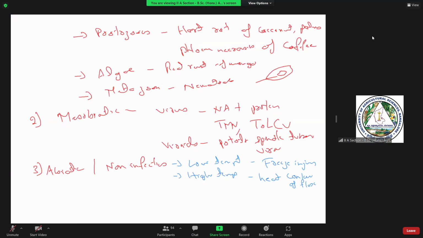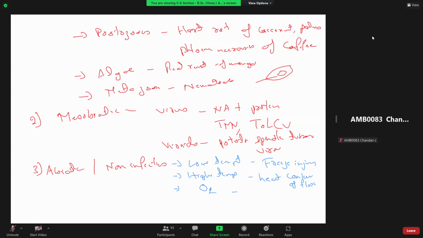And in certain cases, unfavorable oxygen can also be an abiotic factor. If there is an imbalance in the oxygen level, it can cause a disease, especially a disease called black heart of potato.